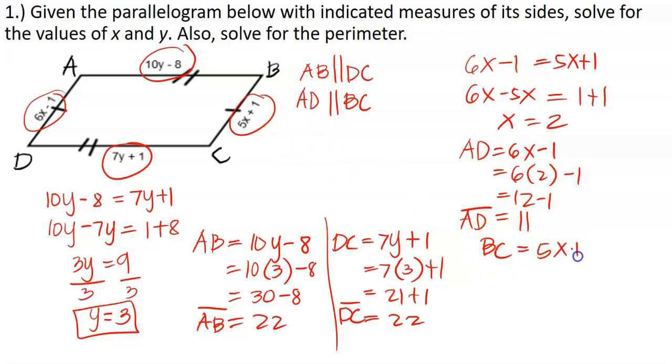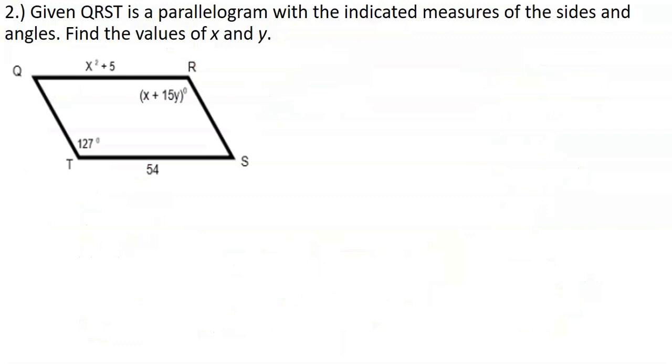So that's 5x plus 1. So 5 times the value of x, which is 2, as we solved earlier, plus 1. So 5 times 2 is 10, plus 1 is 11. So again, BC is 11. So there you go, that's our first problem. So let's proceed to the next problem.